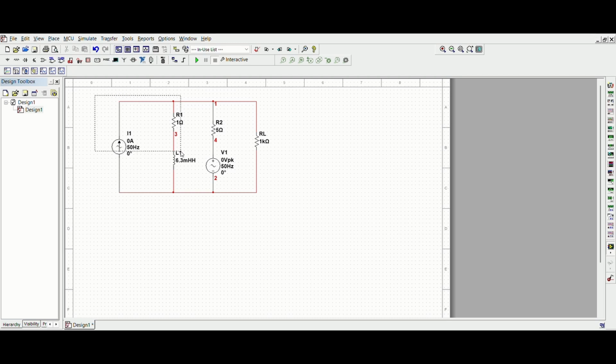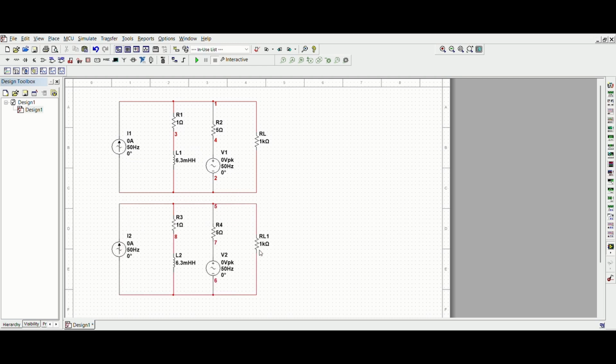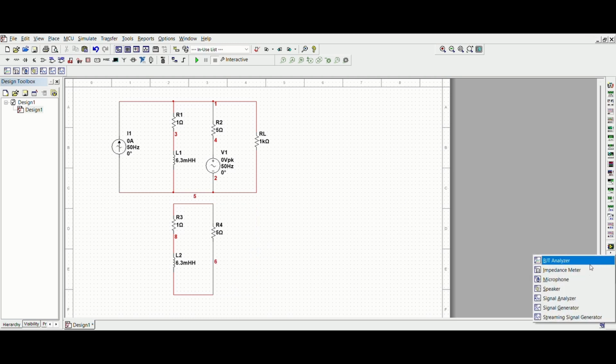For calculating equivalent impedance, we will first copy this circuit and paste it below it. We need to remove the AC current source and AC voltage source and complete this. And we also need to remove load resistance. And now we need impedance meter for calculating equivalent impedance.